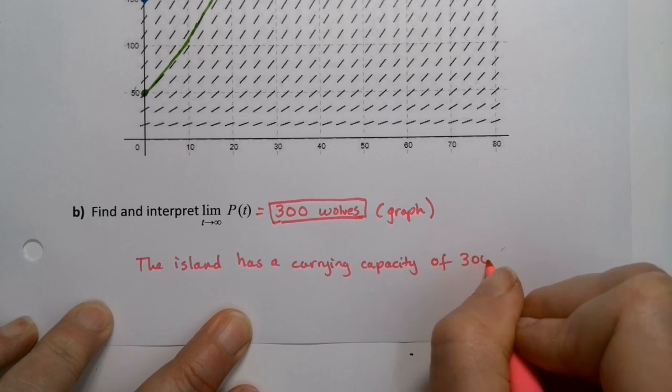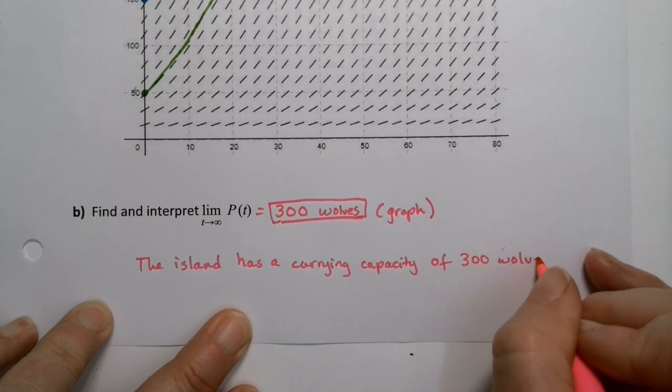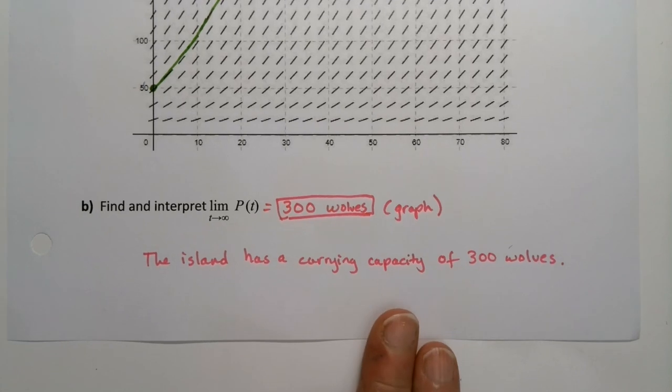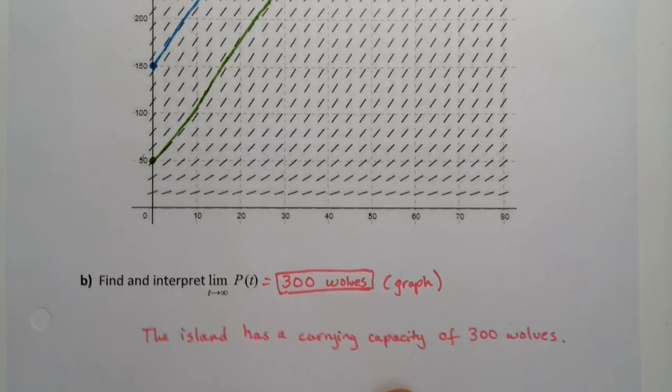So if the island gets above 300 wolves, they'll die off. There won't be enough food. There won't be enough resources for them. If the island gets below 300, it will climb to 300, which is what this graph shows us.